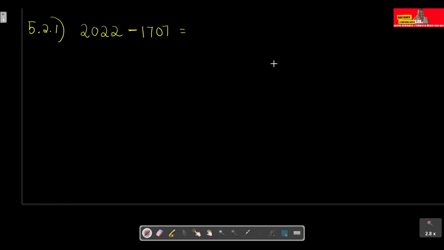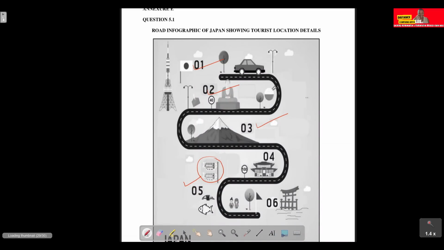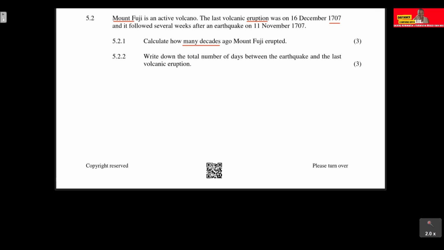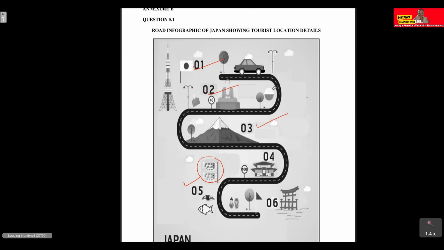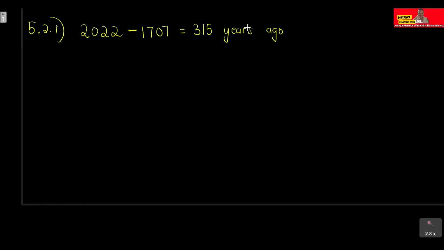Okay, and if you basically take 2022 and you minus 1707, right, you'll find that this volcano erupted 315 years ago. However, this question is not asking us how many years ago this volcano erupted. It wants us to determine how many decades ago, right? So what is going to help us now determine how many decades ago is 315 years?